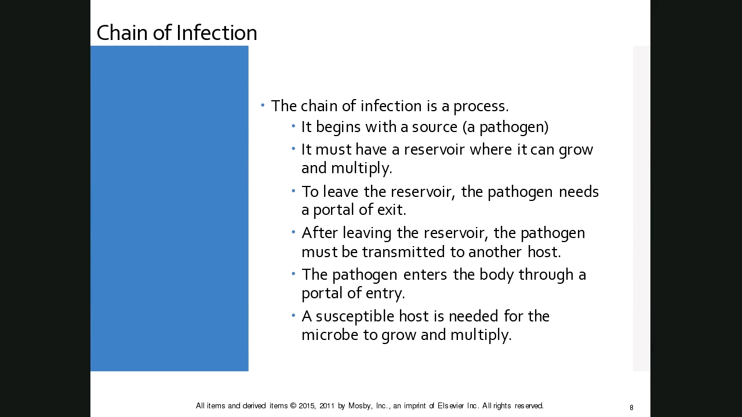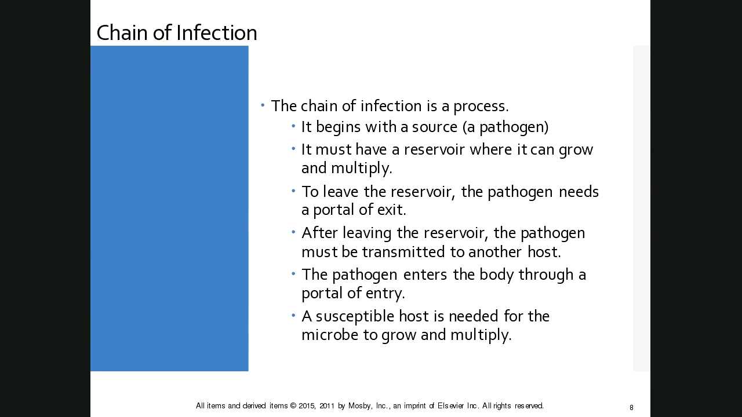The chain of infection is a process. At first it begins with a source, known as the pathogen. Then it has to have a reservoir, the host, where it can grow and multiply. To leave the reservoir, the pathogen needs a portal of exit. After leaving the reservoir, the pathogen has to be transmitted to another host. Then the pathogen enters the body through a portal of entry, and a susceptible host is needed for the microbe to grow and multiply.